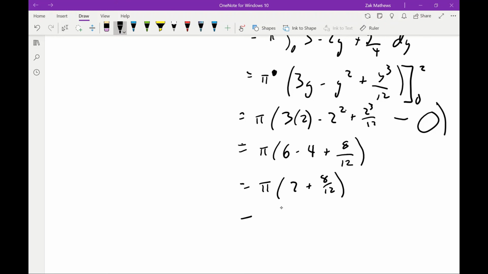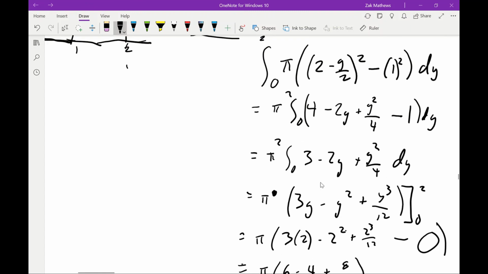And we can get a common denominator if we want to clean it up a little bit. Really, the 8 over 12 cleans up to 2/3, same way we said before. So 2 plus 2/3 would be 8/3. So we get 8/3 pi, and that would be our answer. Our units would be cubed, of course, it's a volume, but we don't know what they are, so that is my answer.